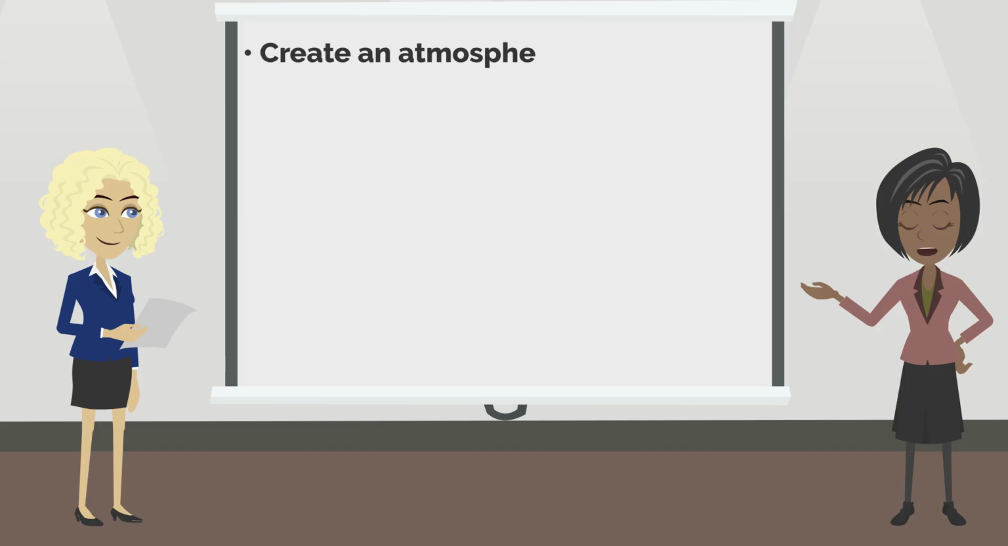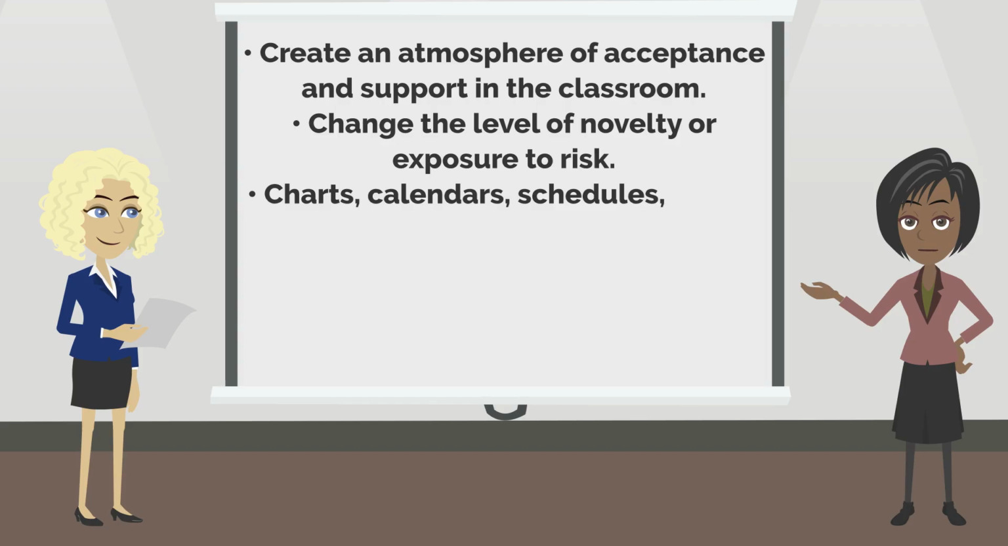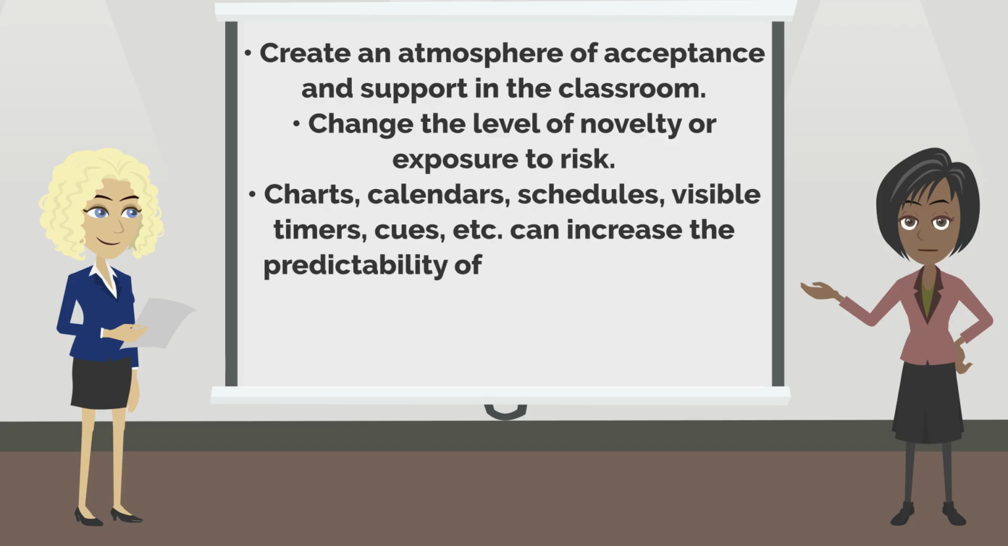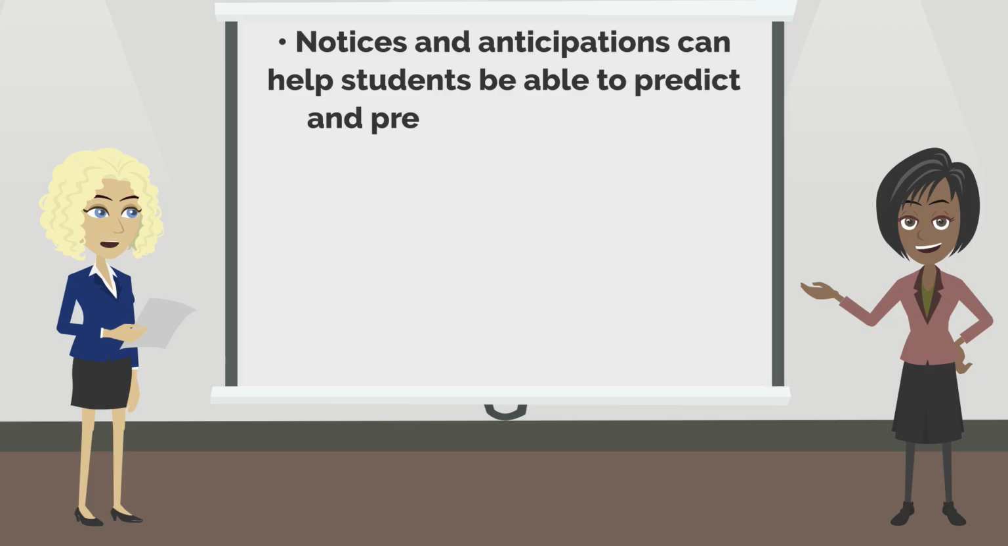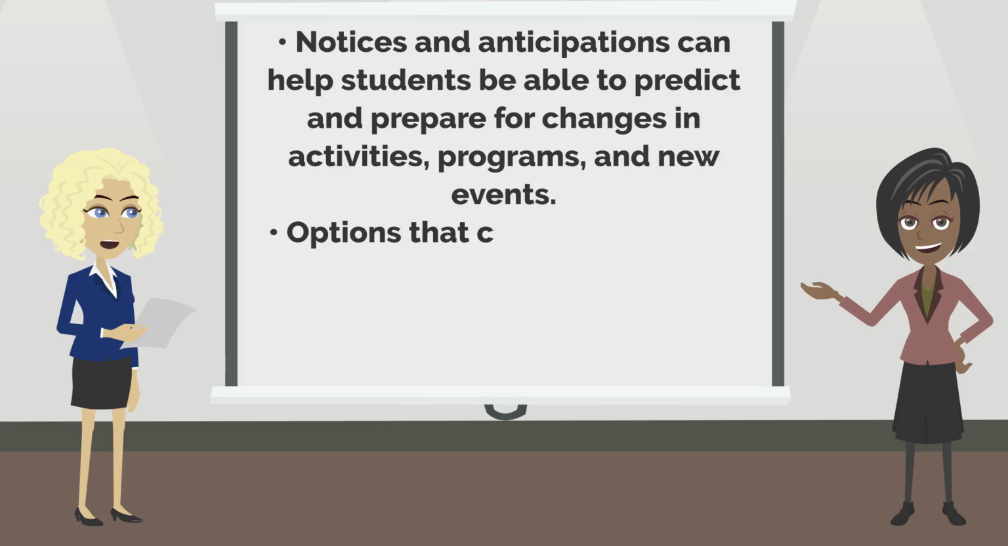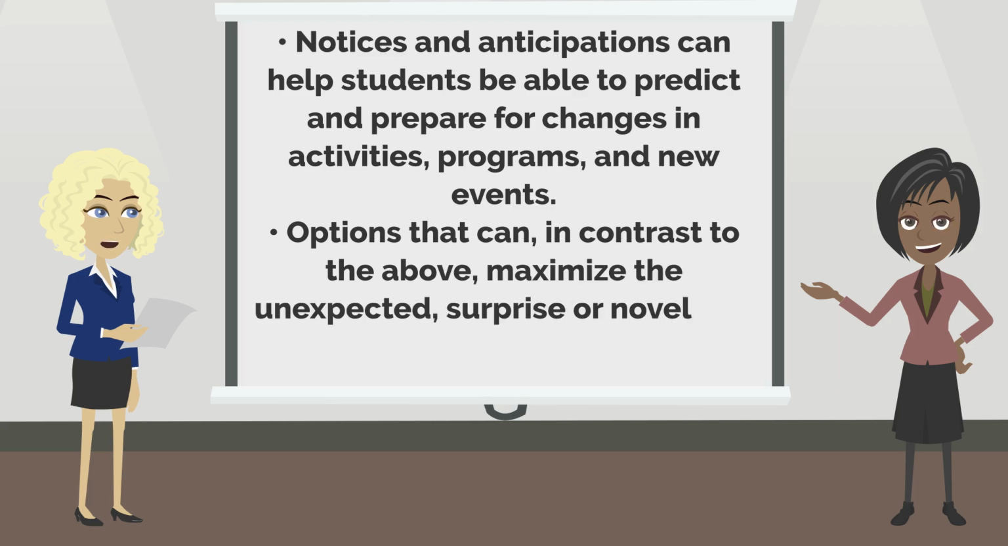Tips: create an atmosphere of acceptance and support in the classroom. Change the level of novelty or exposure to risk. Charts, calendars, schedules, visible timers, cues, etc. can increase the predictability of daily activities and changes. Create class routines. Notices and anticipations can help students be able to predict and prepare for changes in activities, programs, and new events. Options that can, in contrast to the above, maximize the unexpected, surprise or novelty in highly routine activities.